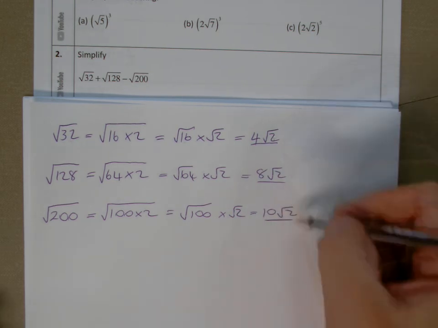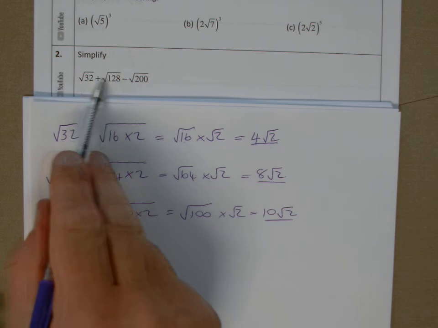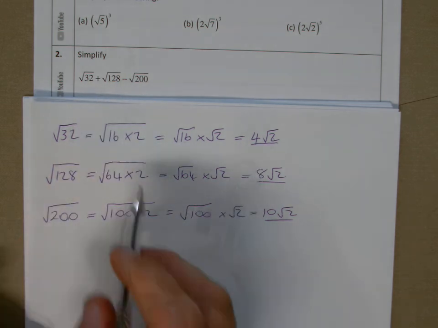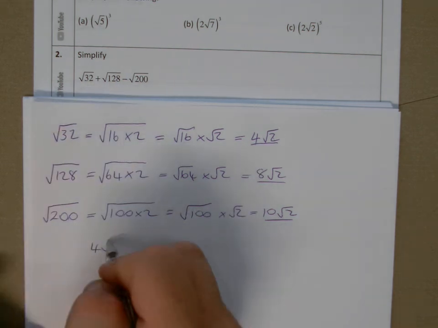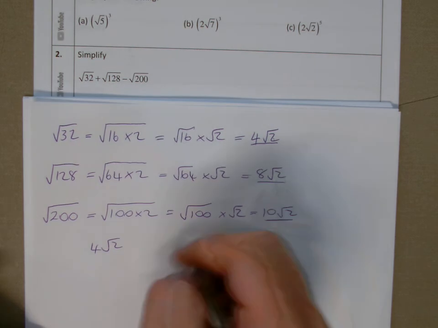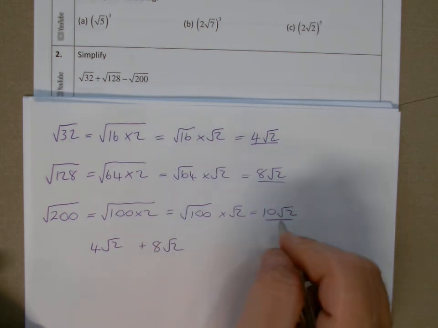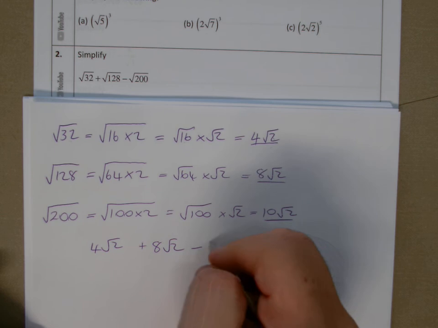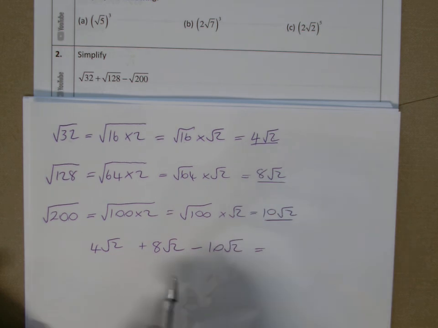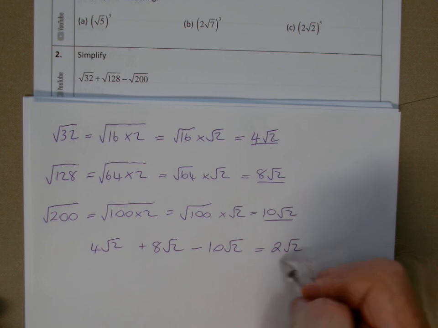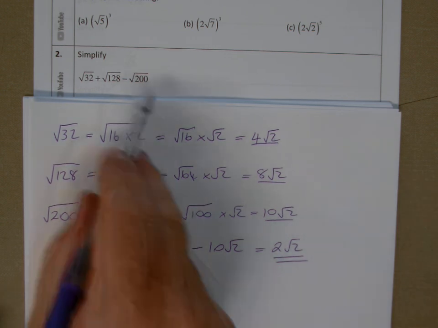Now notice they're all common. So I can replace now these surds with their equivalent here. So root 32 becomes 4 root 2. Square root of 128 becomes 8 root 2. And square root of 200 becomes 10 root 2. So put them together. Well, 4 and 8 is 12, take away 10 is 2. So my final answer simplified is 2 root 2.